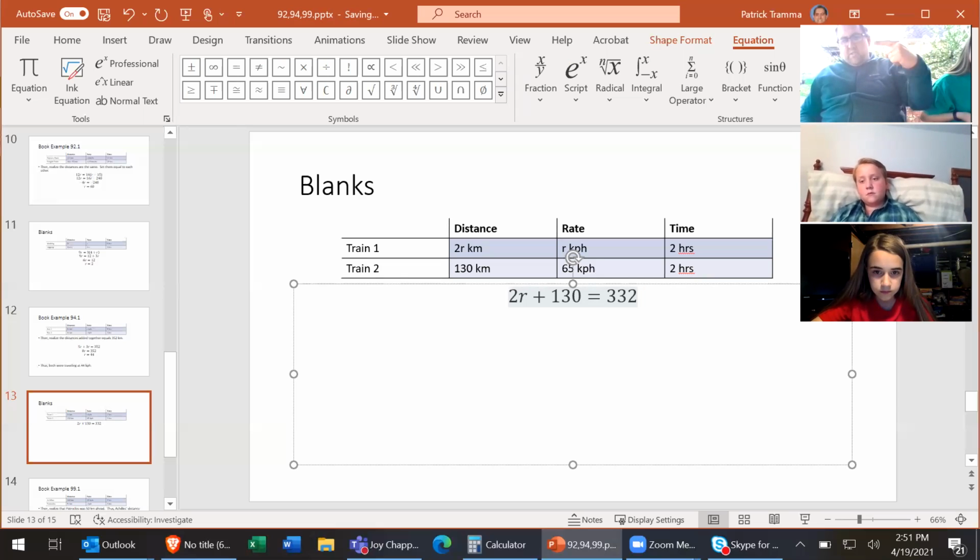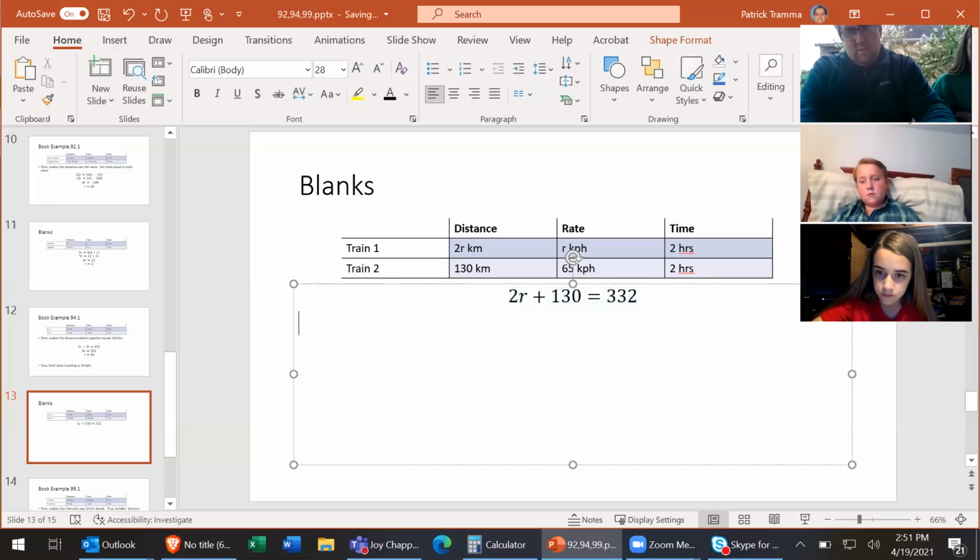Because one left the first city, the other left the second city, and they kept going until they touched right in the middle. Does that make sense? Okay, so let's solve that.